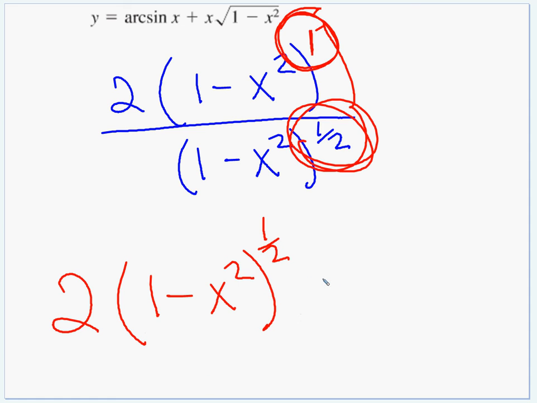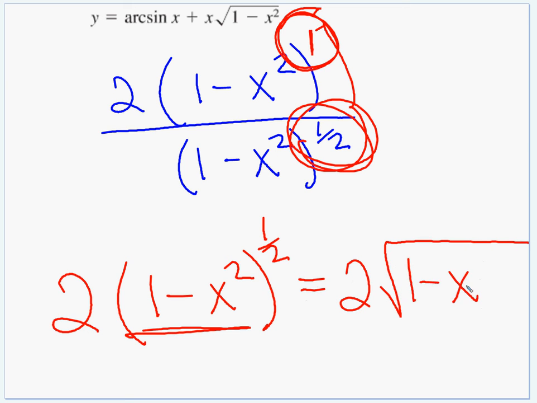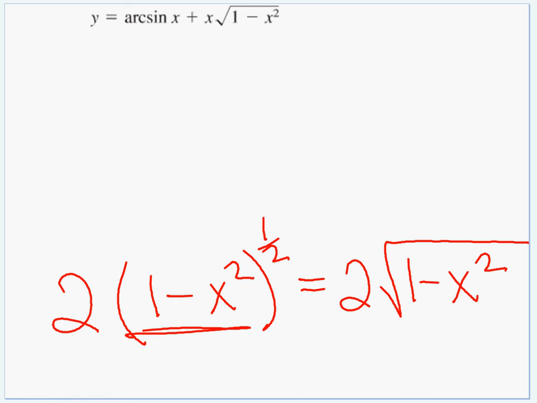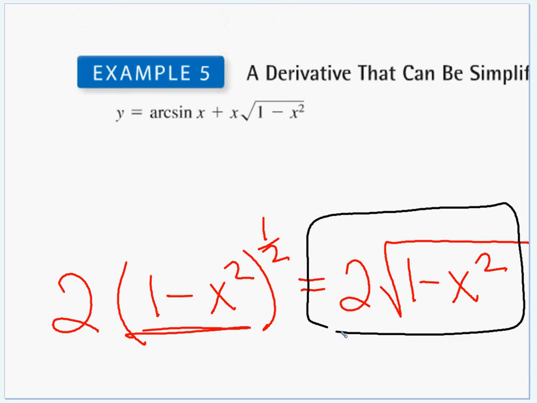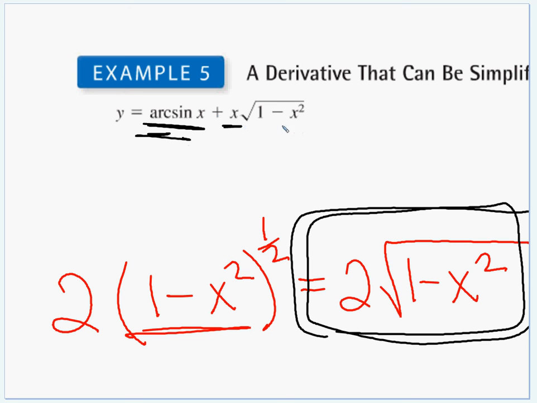And then I guess it looks nice. Let's put it back under a radical. That quantity to the half power, let's just put that back under a root. 1 minus x squared. So I've done a lot of erasing, but if you look in your notes back from our raw derivative to what we've got here as our final answer, that is quite a simplification. So again, we derived the arc sine of x plus x times the root of quantity 1 minus x squared, and that derivative turned into that little beautiful answer right there.